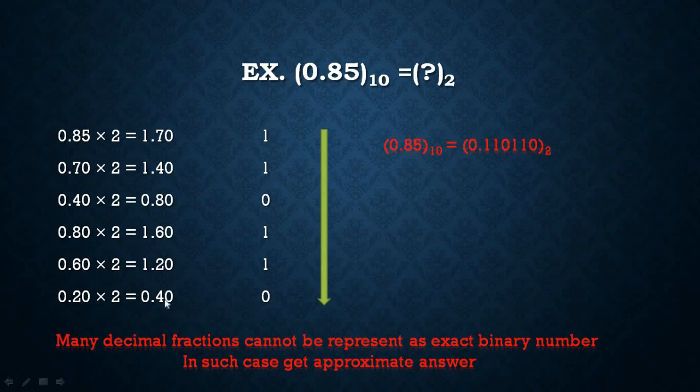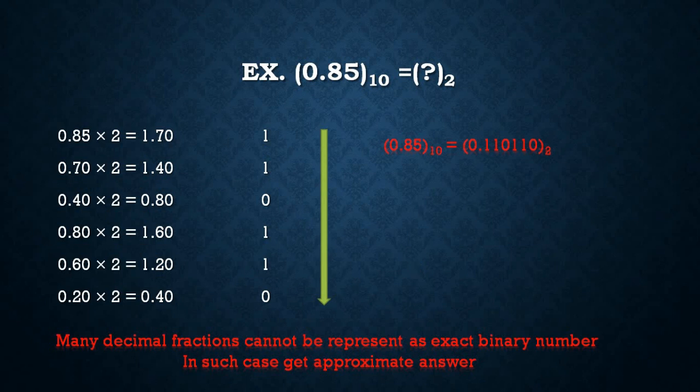So what happened is that as soon as we make the multiplication, this 40 and this 40 are the same. So the result has become repeated. At that time we stop the multiplication, and we note the result from top to bottom. So we write the result as 0.110110 to the base 2. Many decimal fractions cannot be represented as an exact binary number. In such cases we have to get an approximate answer.